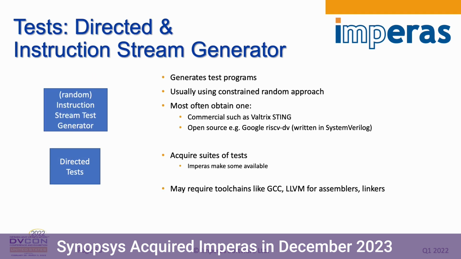The second thing is the tests and the stream generators. Obviously, they interface because there's a standard ELF file or binary file that will be used. You're going to use tool chains like GCC or LLVM to get them up and running. You're going to have directed tests, which you might acquire, or you're going to use a constrained random test generator. You could use a commercial one such as Valtrix STING, which I'll talk a little bit about later, I hope, if I get time, and also the Google instruction stream generator RISC-V DV, which is a SystemVerilog open source one.